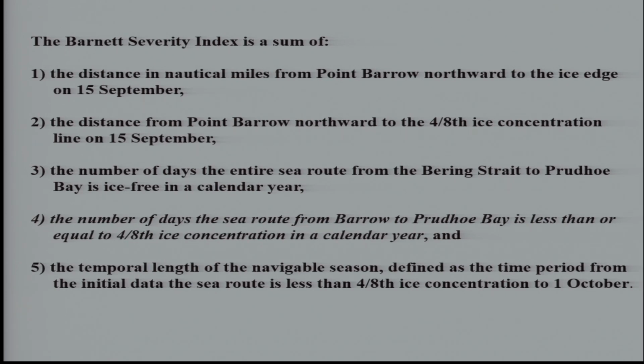So this Barnett Severity Index is intended to capture the changes in the navigability of this northern Alaskan corridor from year to year. And this index is based on a number of different metrics, 5 of them. It's actually the sum of the 5. And these are somewhat apples and oranges in the sense that some of the metrics are distances to the ice edge, others are lengths of the open water period over various routes, and they're simply added up into an index that measures the severity of the ice conditions in the navigation corridor between Barrow and Prudhoe.